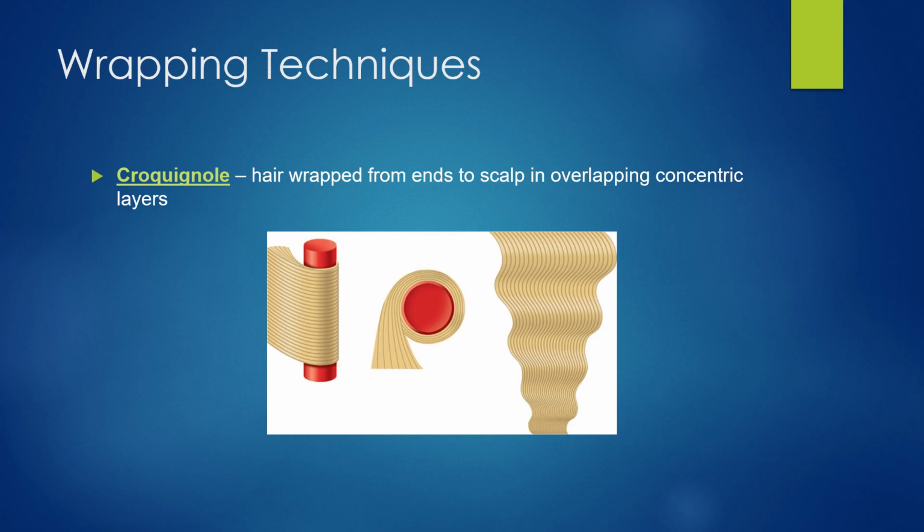Now we're going to talk about wrapping techniques. The first technique we'll talk about is croquignole. This is where the hair strands are wrapped from the ends to the scalp in overlapping concentric layers. The curl is tighter on the ends and gets larger near the scalp.